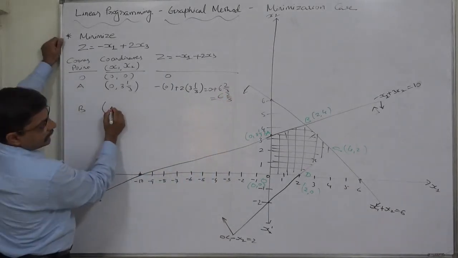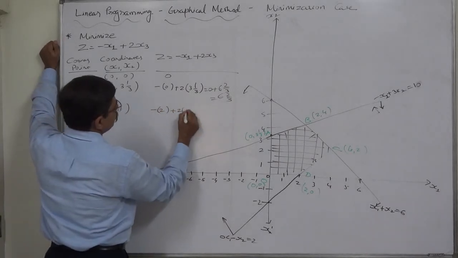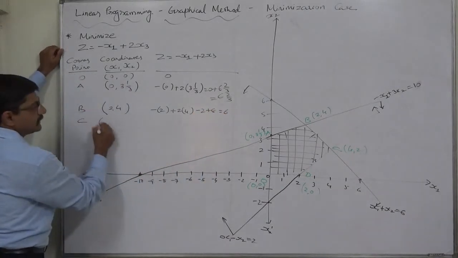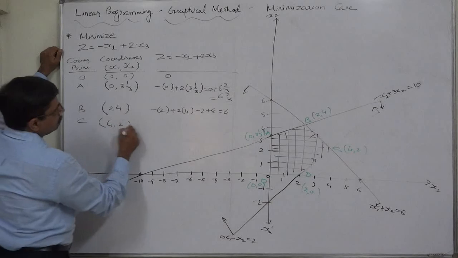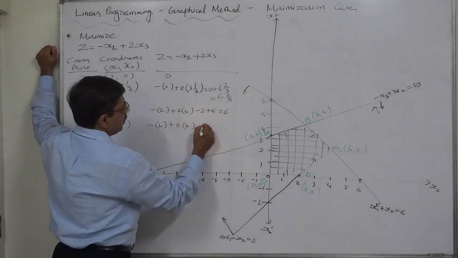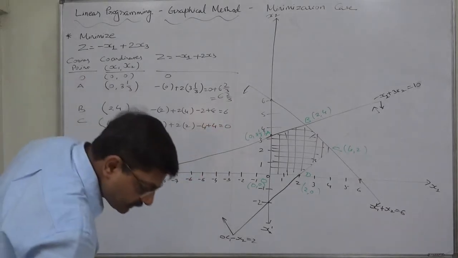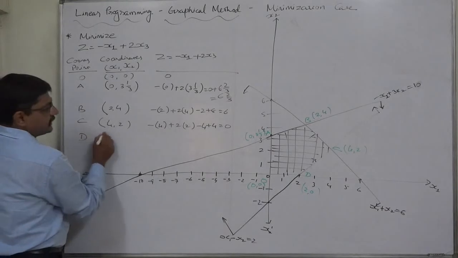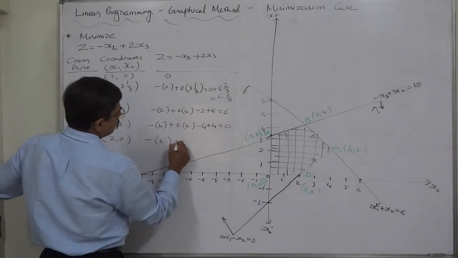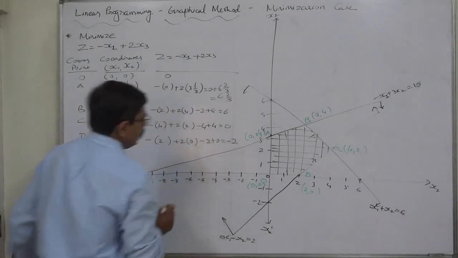B, 2 and 4: minus 1 into 2 plus 2 into 4, so minus 2 plus 8 equals 6. C, 4 and 2: minus 1 into 4 plus 2 into 2, so minus 4 plus 4, 0. And at D it is 2 and 0: minus 1 into 2, 2 into 0, so minus 2 plus 0 equals minus 2.